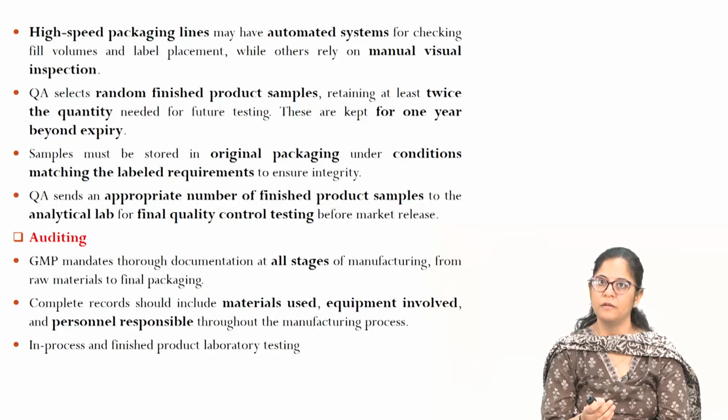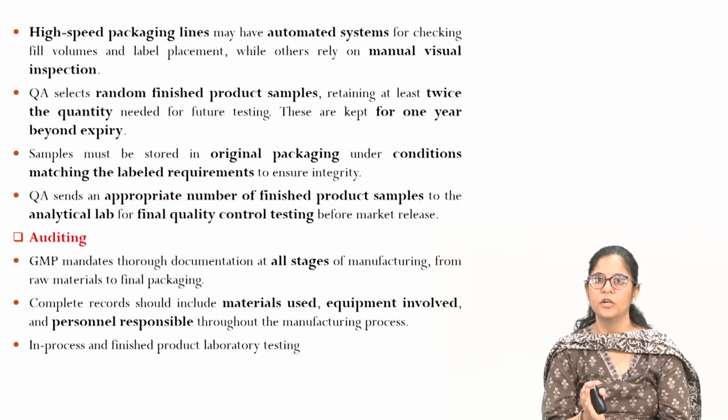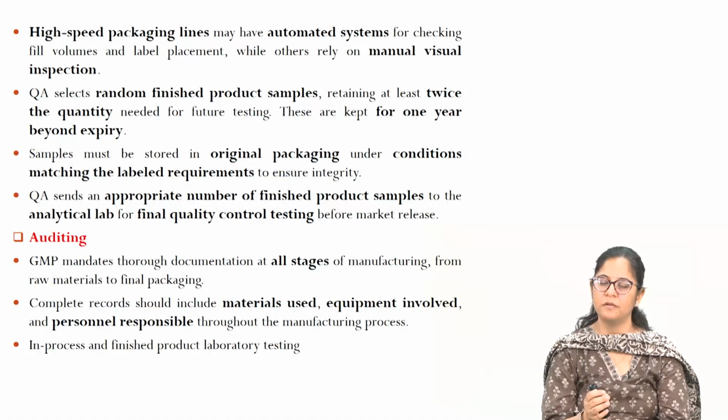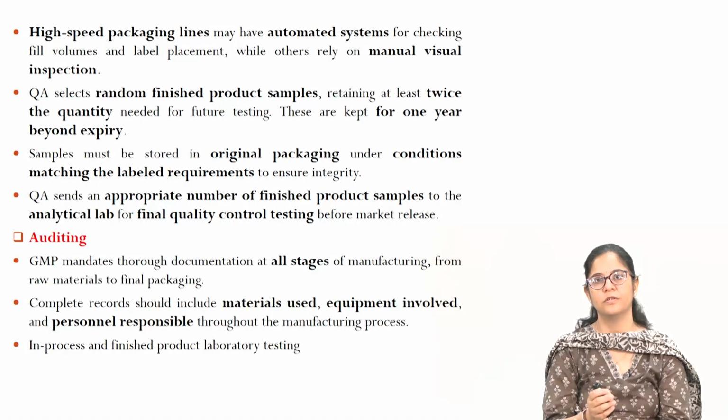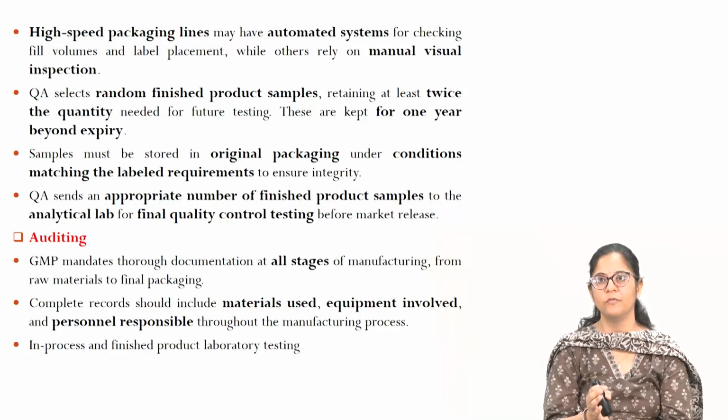QA selects randomly finished product samples retaining at least twice the quantity intended for future testing. They are kept for 1 year beyond expiry. The samples must be stored in original packaging under conditions matching the label requirements to ensure the integrity. QA sends an appropriate number of finished product samples to the analytical lab for final quality control testing before the release to the market.